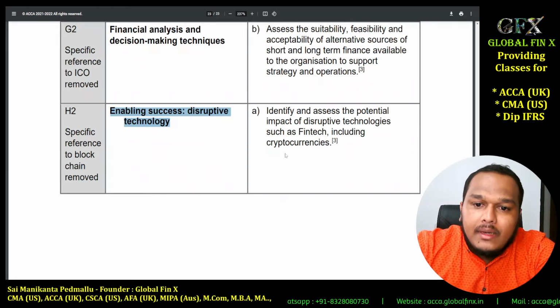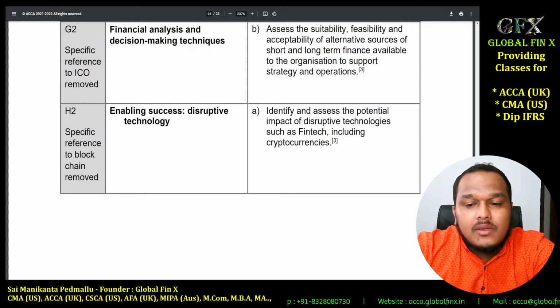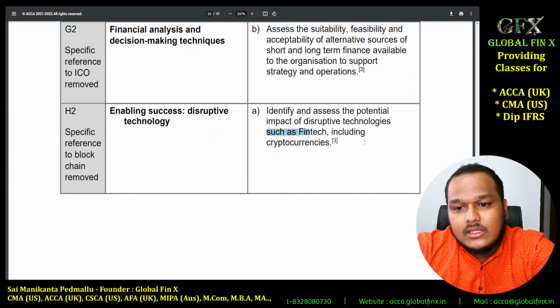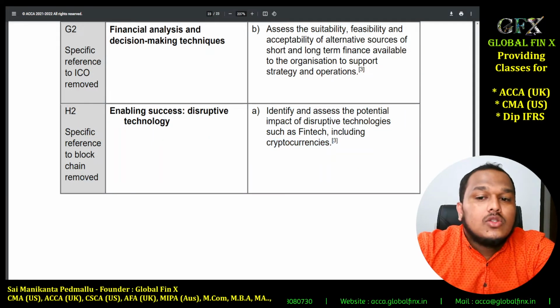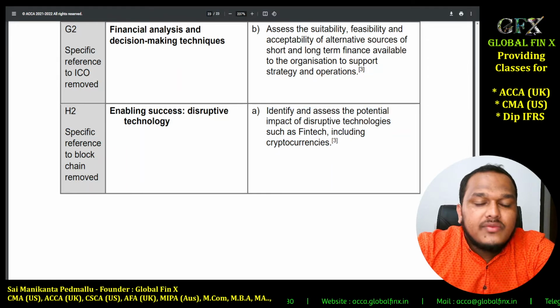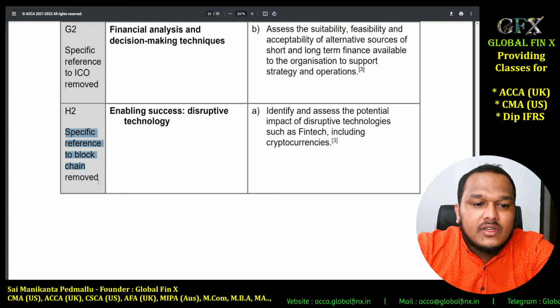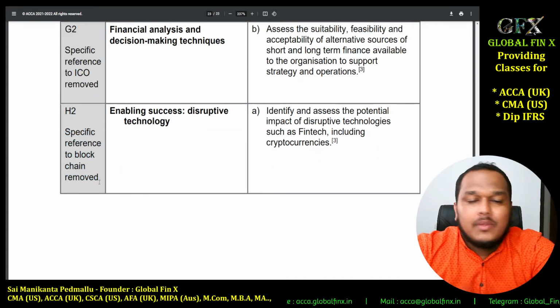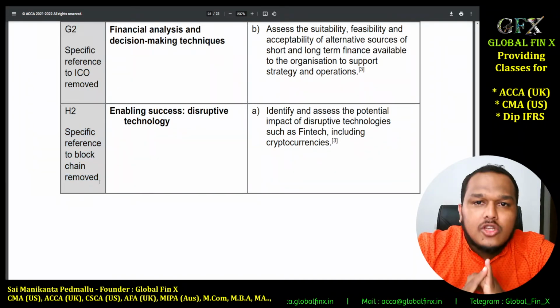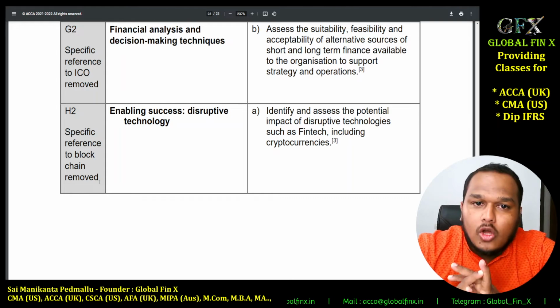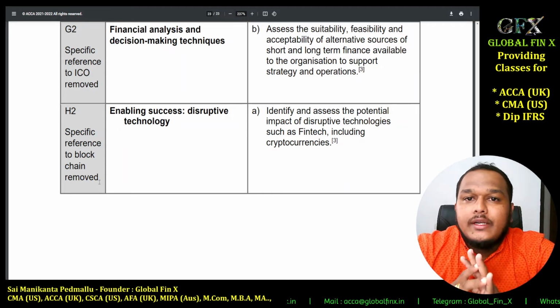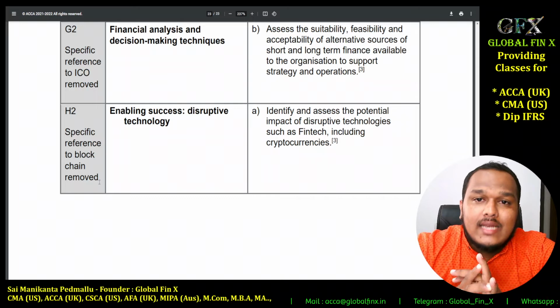So now what happened is, you can see, identify and assess the potential impact of disruptive technologies such as fintech, including cryptocurrencies. So earlier there was a specific reference to blockchain technology, which is now removed. So specific reference to blockchain technology is removed. So basically they're trying to tell you that initial coin offering and also blockchain related, you do not need to go in depth and try to understand all that stuff.